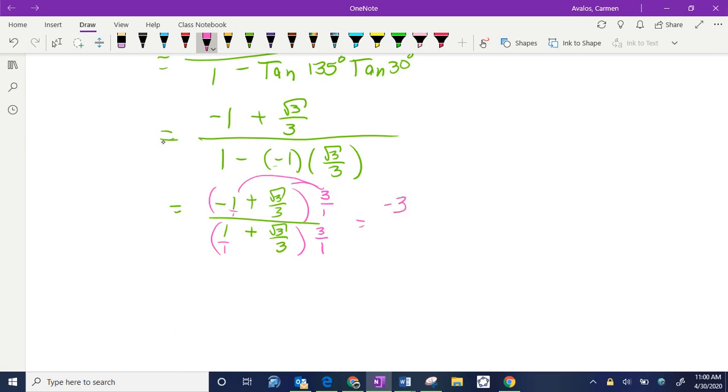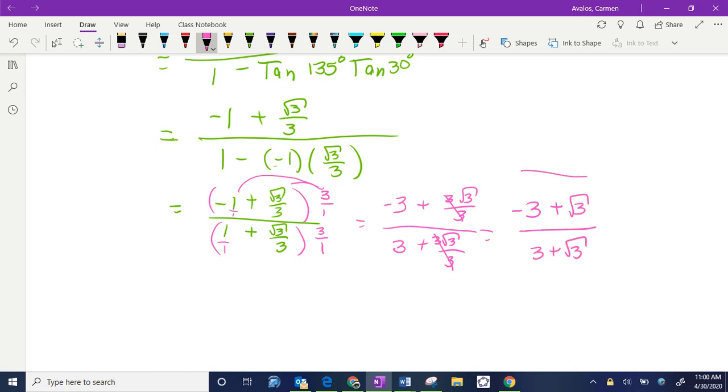to get negative 3 plus, and then you're going to distribute the 3 to the square root of 3 over 3, but that's going to cancel. And then you're going to do the same thing, and that's going to be 3. You distribute that, that's going to cancel. So this real answer is square root of 3 over 3 plus the square root of 3. Not a complex answer. And so that's how you would do that problem.